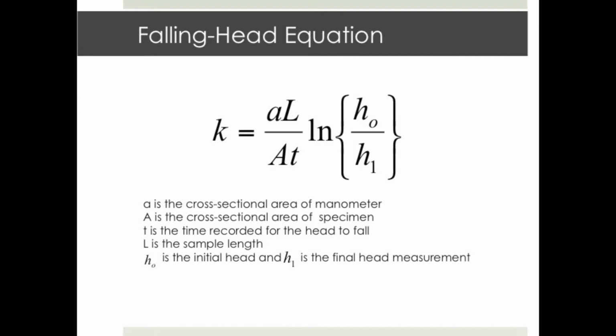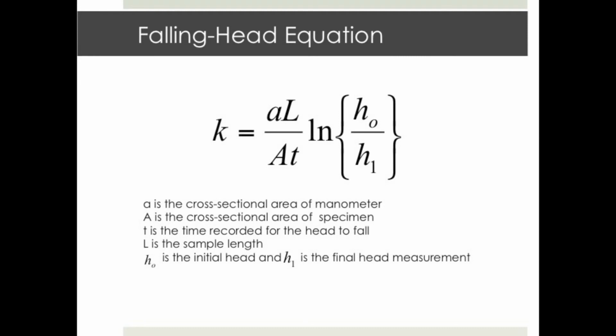Now we will move on to the theory of the falling head test. The coefficient of permeability in this case is calculated by an empirical relationship. K is equal to aL over A T times the natural log of H0 over H1. Little a is defined as the cross-sectional area of the manometer. This is why we need to look up the inner diameter of the manometer in the owner's manual or find it by means of calibration.